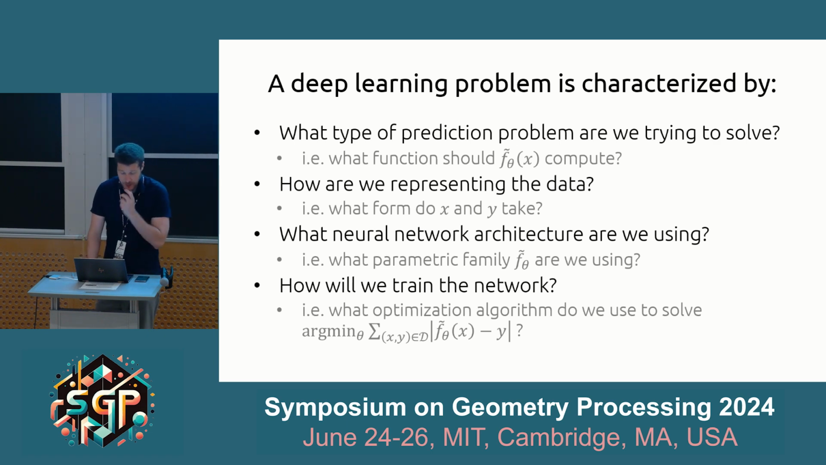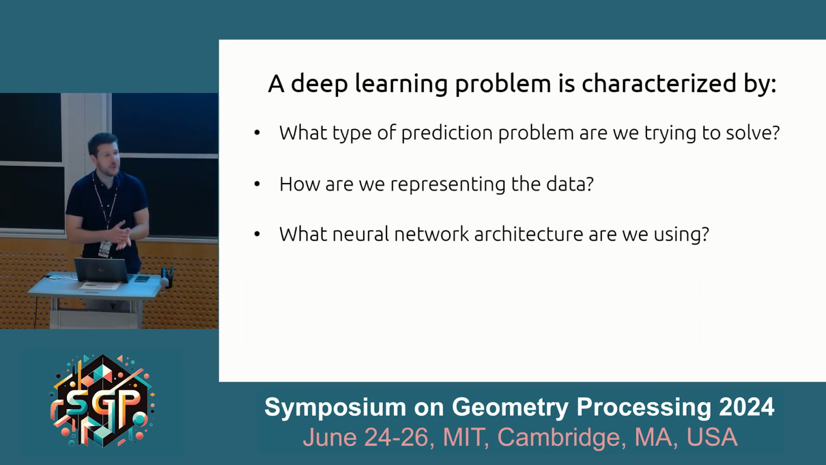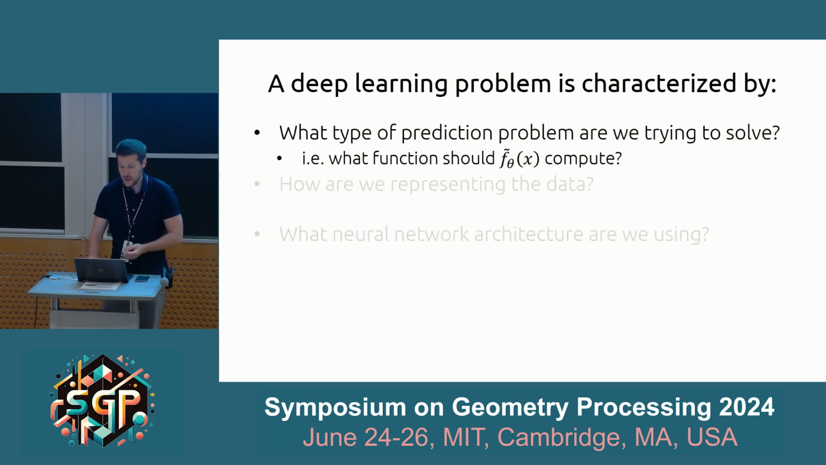Now this last thing, I'm not really going to cover today. This is kind of part of that deep learning in general that we don't really have time to get to. If you want to learn more about this, there are a lot of resources out there. One example, just to plug something I was involved in designing, you can take a look at the course notes for Brown's deep learning course. So these are the three questions we're going to dig into in the first part of the course. And let's start with the first one. What type of prediction problem are we trying to solve? What do we want to compute? What function are we computing?